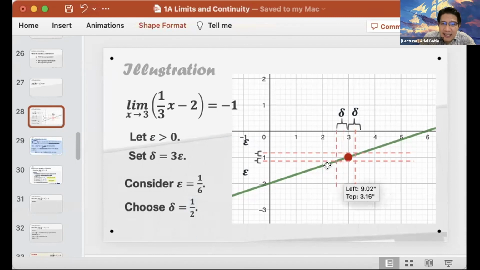Mas maliit. Dahil ang gusto lang naman nating sabihin, we can find an interval of x values around 3 such that the corresponding function values will be within epsilon distance from -1. Again, ano yung goal ni delta? We want an interval of x values around 3 such that the corresponding function values will be around -1. So hindi natin sinasabi na iisa lamang yung choice ng delta, there can be more.